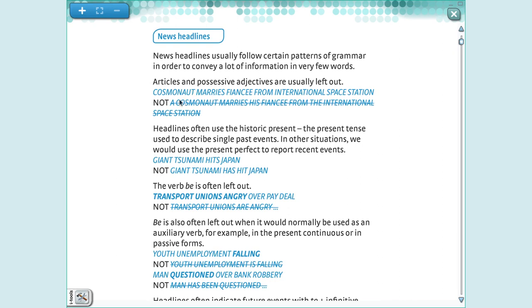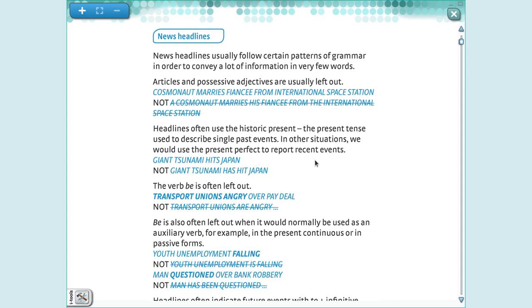So can you see in here: a cosmonaut, Mary's fiancé, from International Space Station, which is supposed to have a, his, and from the International Space Station. So they eliminate all the articles, here a, and the possessive. They use the present tense to describe single past events. Teacher, they use present to describe past? Yes. So in other situations, we would use present perfect to report recent events.